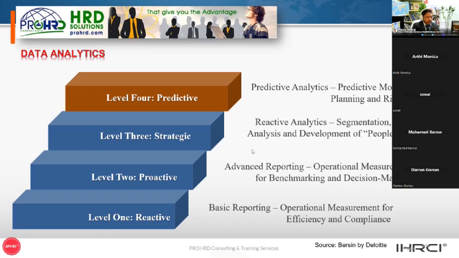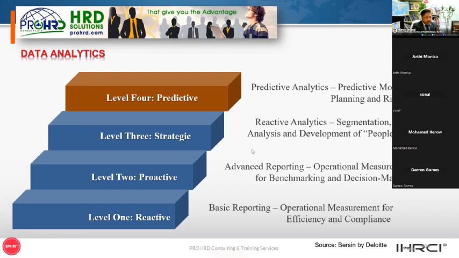So when you look at this, Bersin was working at Deloitte. He proposed this idea of 4 levels of having HRMS. Level 1 is more reactive. Level 2 is a little bit of proactive measures where you can do advanced reporting. And the third level is more of strategy.